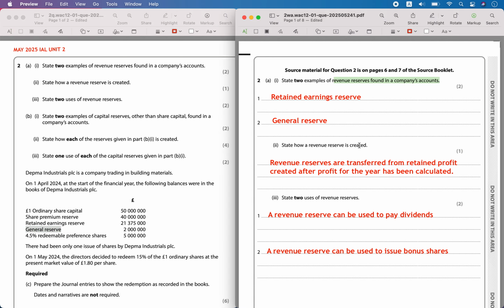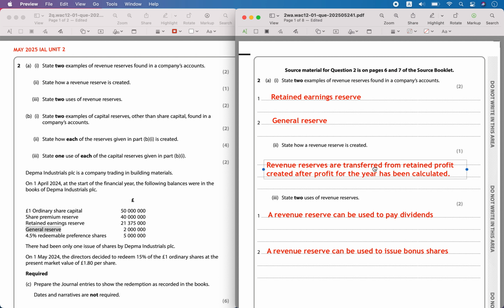State how a revenue reserve is created. Whenever I create a revenue reserve, I will use retained profit. So retained profits are transferred to the revenue reserves. Once you calculate the profit, you can transfer some amount and keep it in the retained earnings reserves and general reserves.